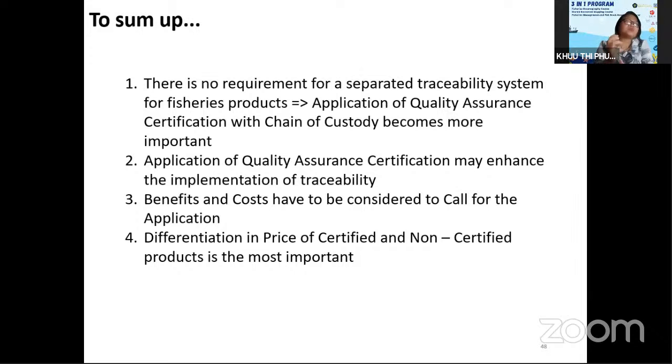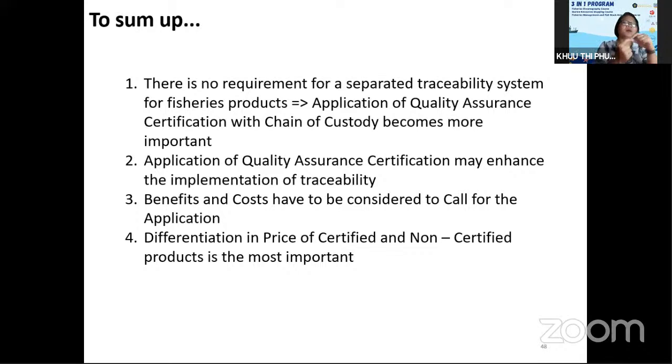I also checked the case of Vietnam in my study, and my paper was published in 2021. If you want, I can provide you this paper. The trusted benefits and costs have to be considered to control the application because we need collaboration and interaction to apply. And the last is that differentiation in price premium between certified and non-certified products is the most important.